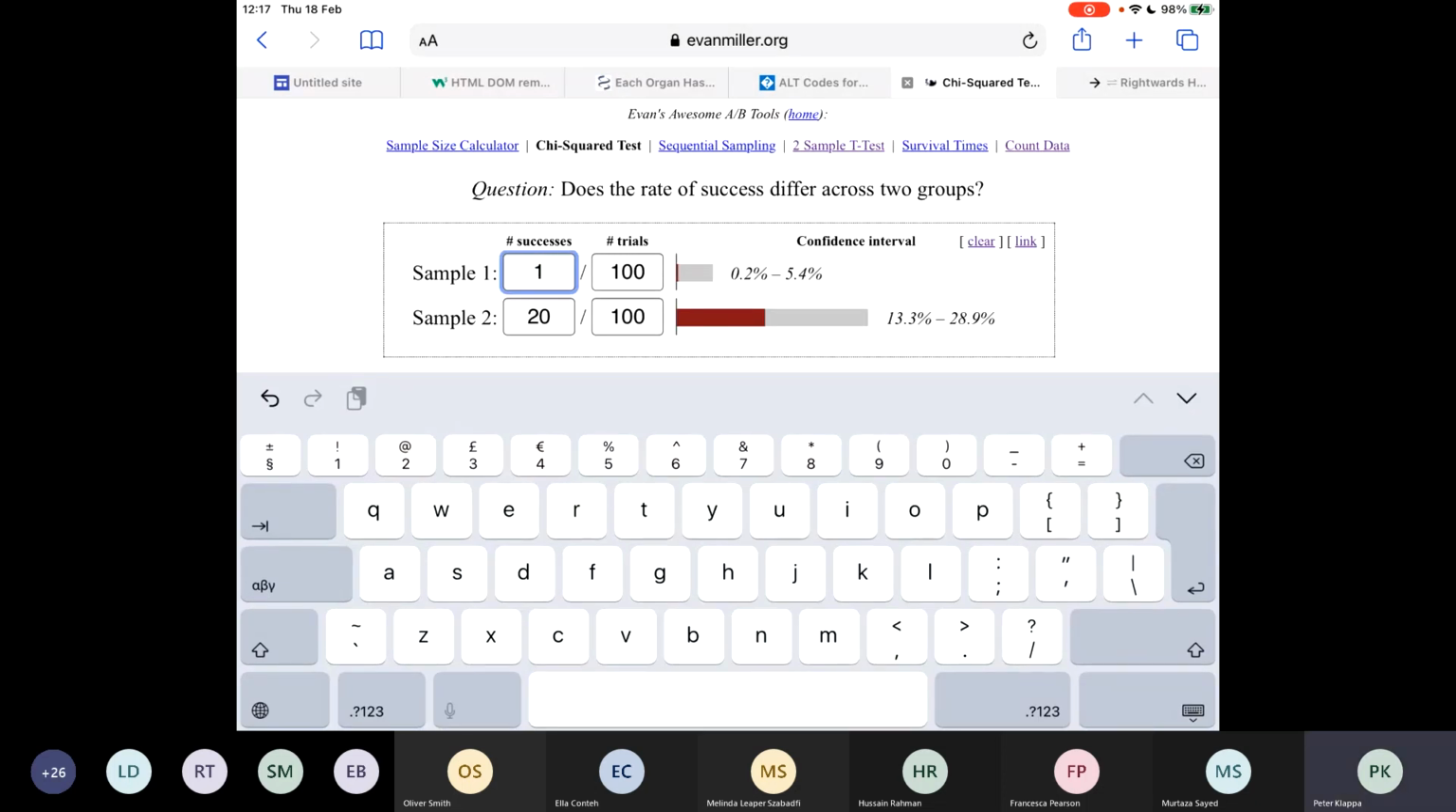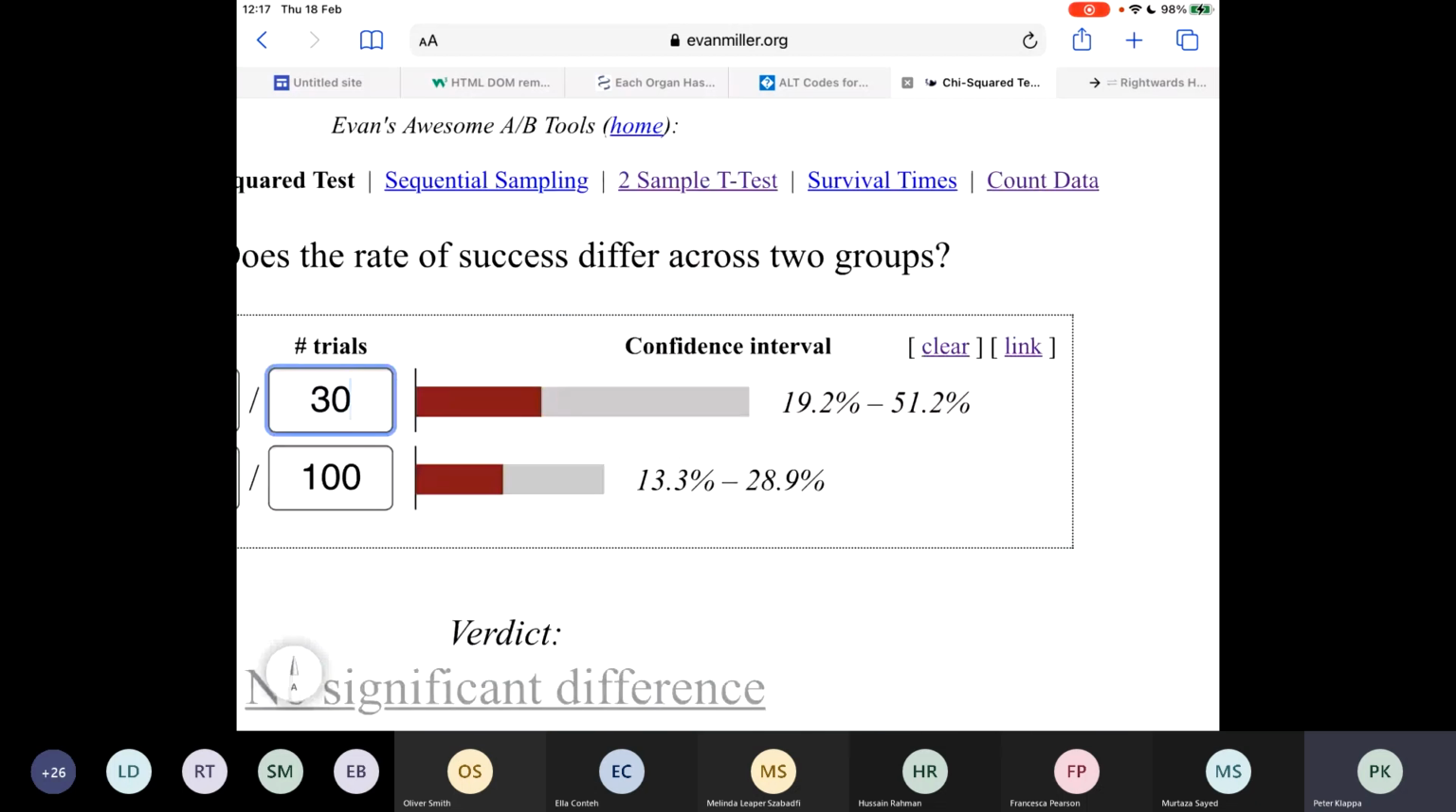We had 10 cells, and the program does this Wald correction without you having to worry about anything. So we put in 10 cells alive over 30. And what we get now is this confidence interval that goes from 19.2 to 51.2. So let's remember that: 19.2 to 51.2.